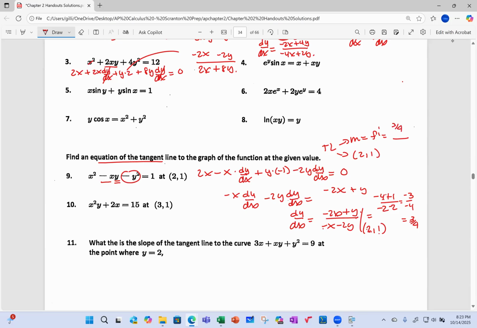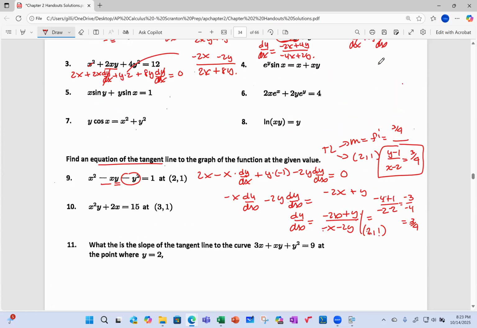What's my setup of the line going to be? (y minus 1) over (x minus 2) equals 3/4. And then you can cross multiply from there and get 4y minus 4 equals 3x minus 6, and then solve from there. Okay, and that highlights that. There are other good problems on this homework that we'll tackle, like this here is a product rule. But remember that the derivative of sine of y would be cosine of y times dy dx.